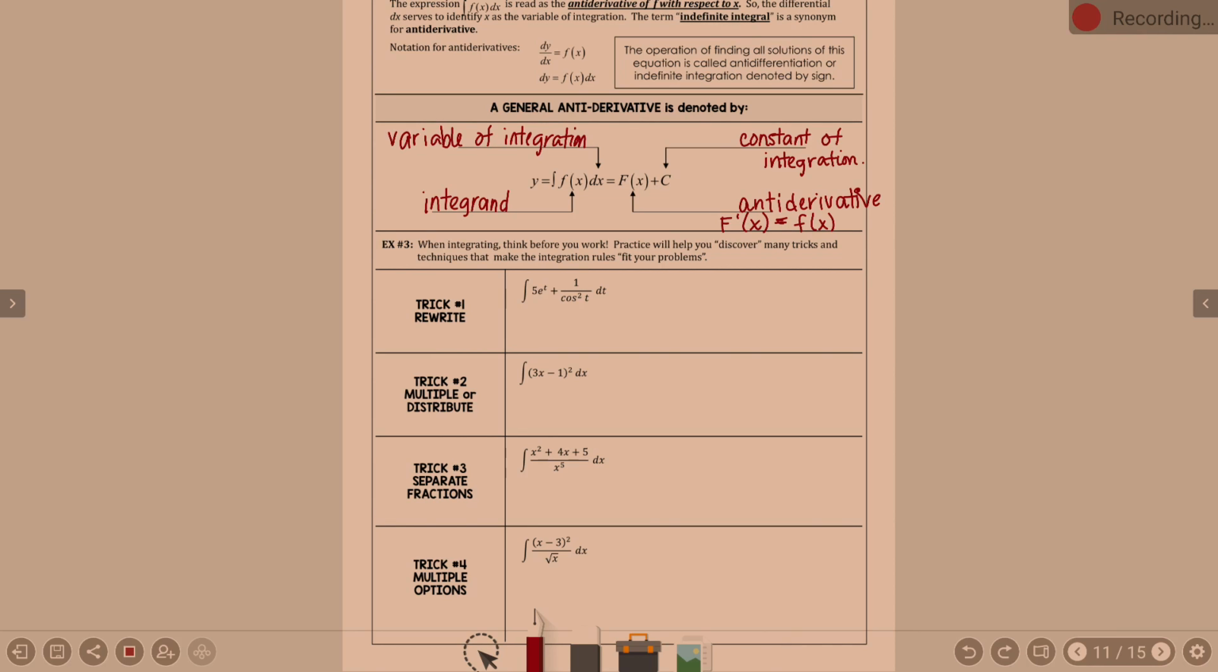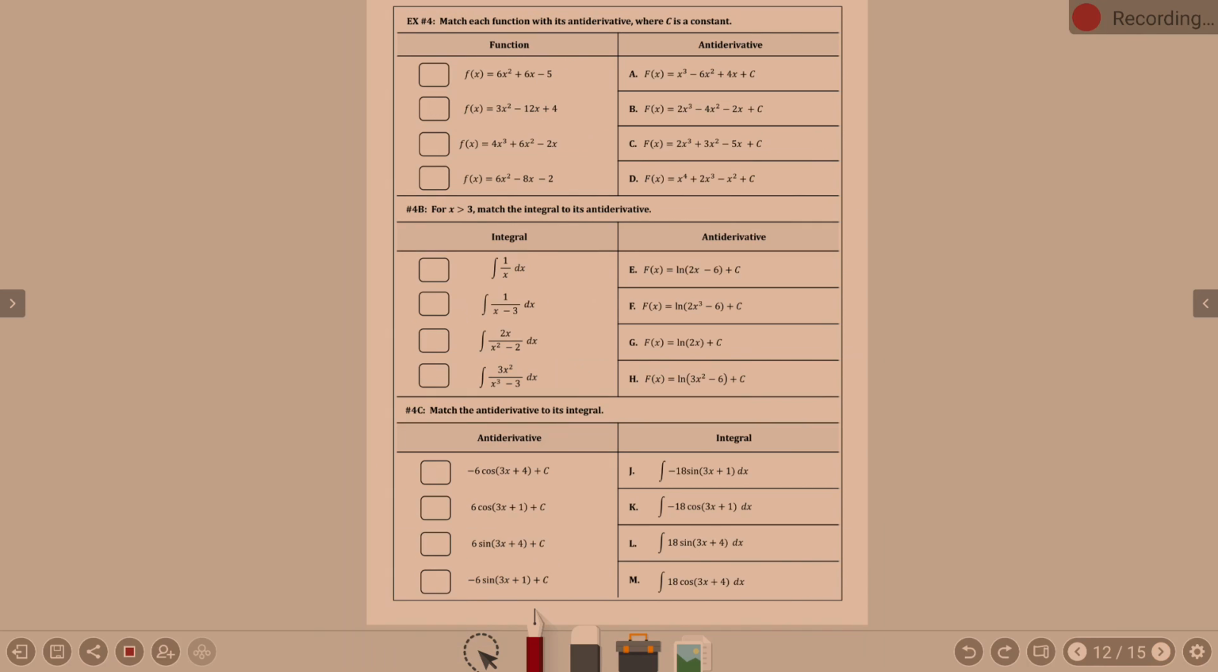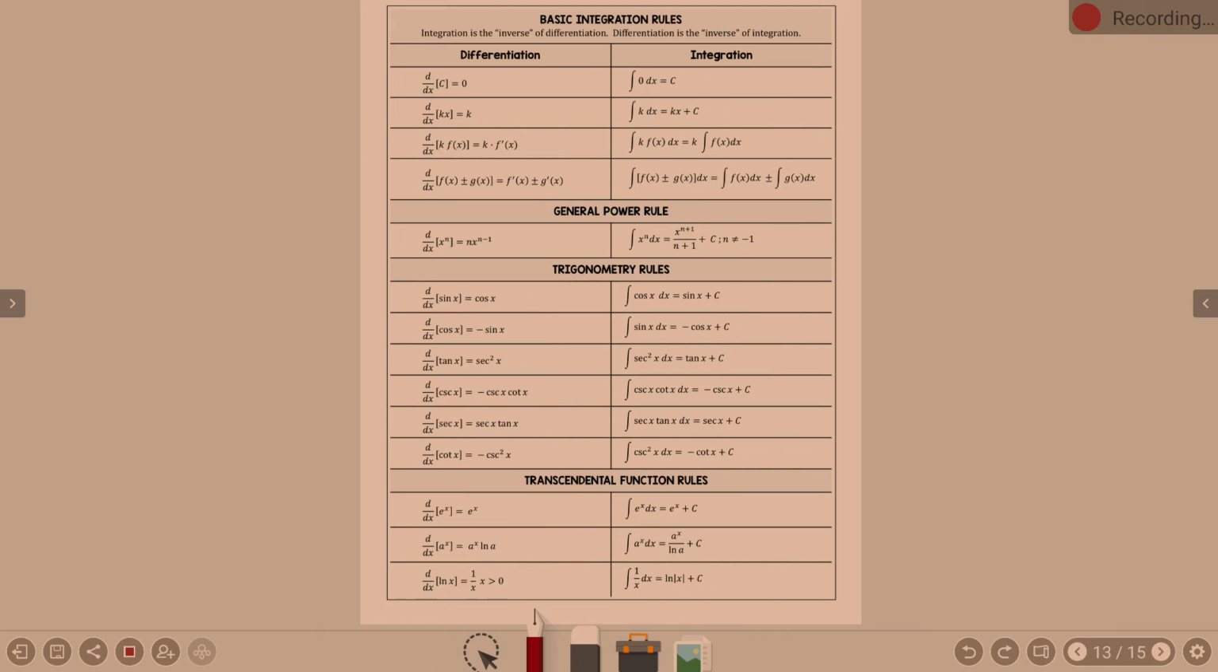Now, I'm going to pause for a moment, and we're going to go to the next page. Actually, not the next page. Flip 2 pages. You have a page of basic integral rules. Or don't flip, just look up here, whatever the case.